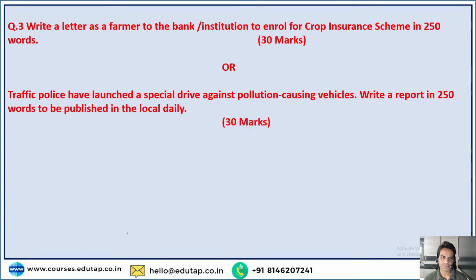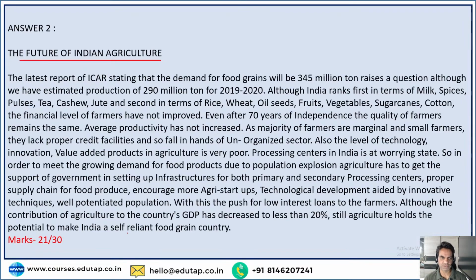Now let's look at the third question. So there were two choices given, one for letter and one for report. The topic for letter was: write a letter as a farmer to the bank or institution to enroll for crop insurance scheme in 250 words. And the other was: traffic police have launched a special drive against pollution causing vehicles. Write a report in 250 words to be published in the local daily. Right. So let's see what could be a sample answer for this.